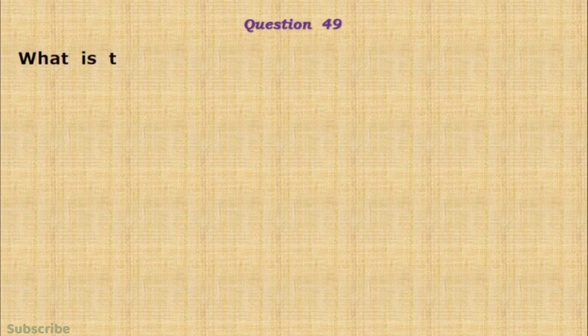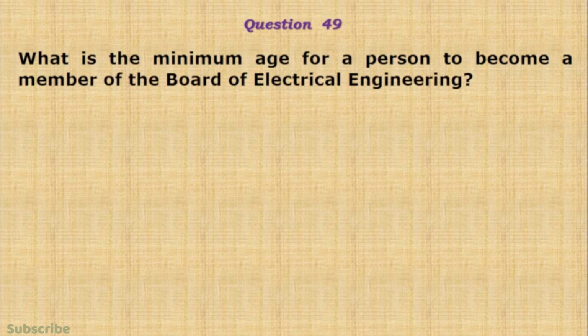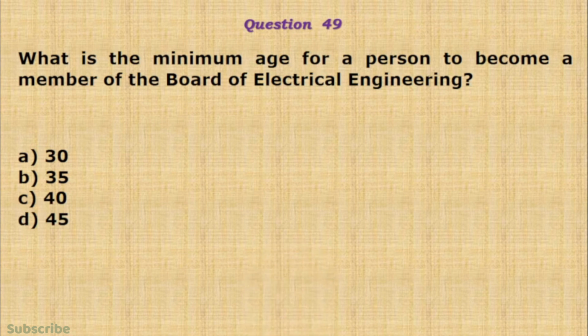Question number 49. What is the minimum age for a person to become a member of the Board of Electrical Engineering? A. 30. B. 35. C. 40. D. 45. The correct answer is letter B, 35 years old.